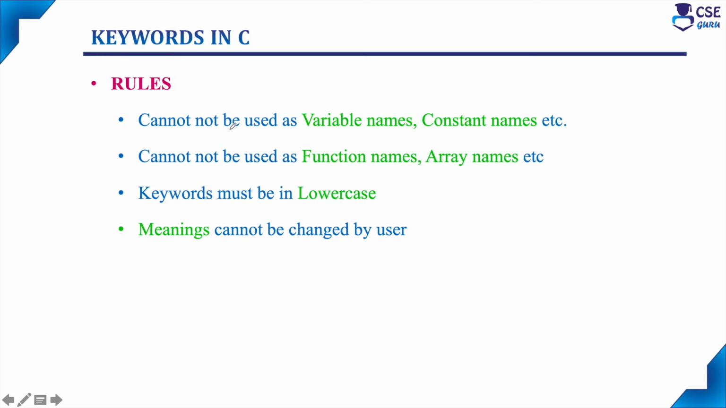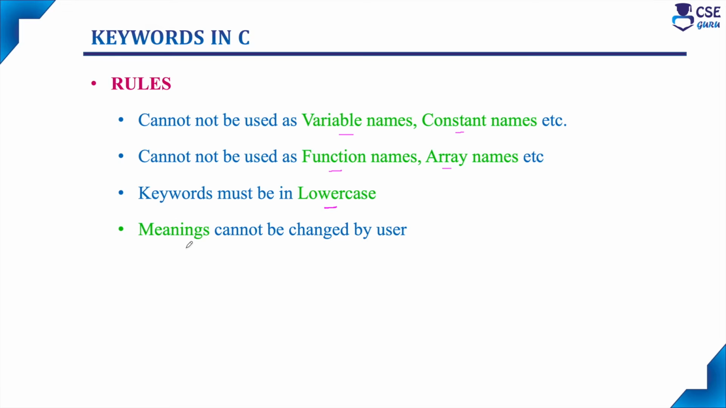Next, rules to use keywords in C language. The keywords cannot be used for naming variable names, constant names, etc. Also, the keywords cannot be used for naming functions, arrays, etc. And keywords are case sensitive. That is, the keywords in C language, the programmer should write only in lowercase letters.